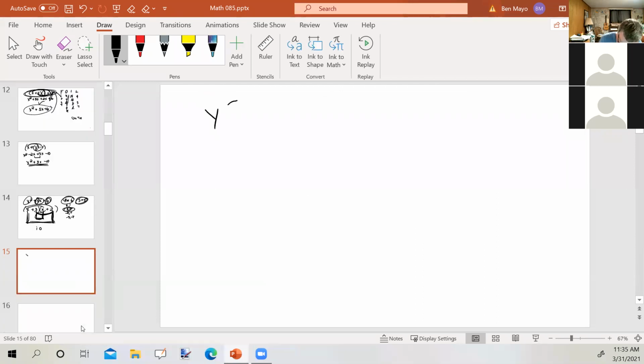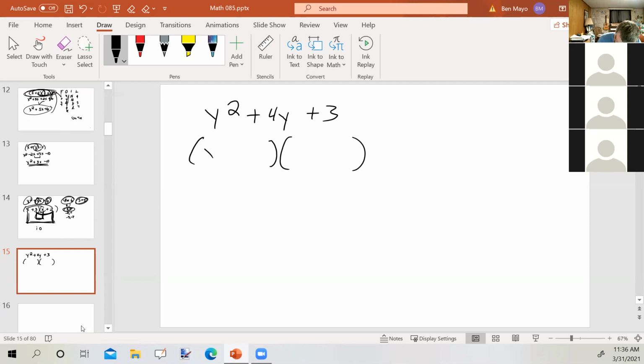Let's say we've got y squared plus 4y plus 3. So we have a trinomial, and I want to point out that it's in what's called standard form or descending powers of the variable. We've got y squared, then y, and then no y at all. Also, we have a leading coefficient of 1. So I'm going to split this up. The y squared is going to get split up with a y and a y. It's the first term of each factor. We're looking for two numbers whose product is 3 and whose sum is 4.